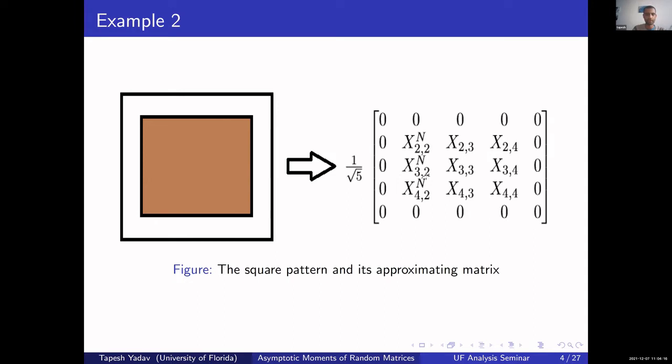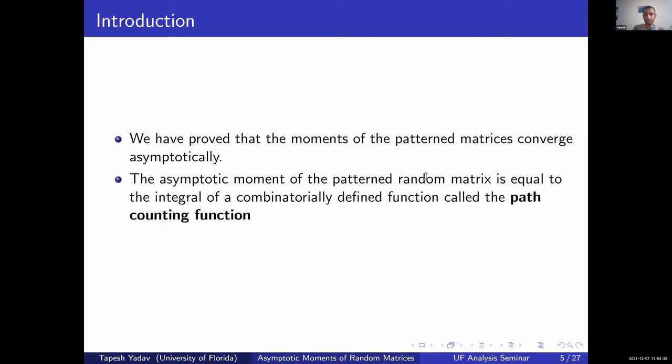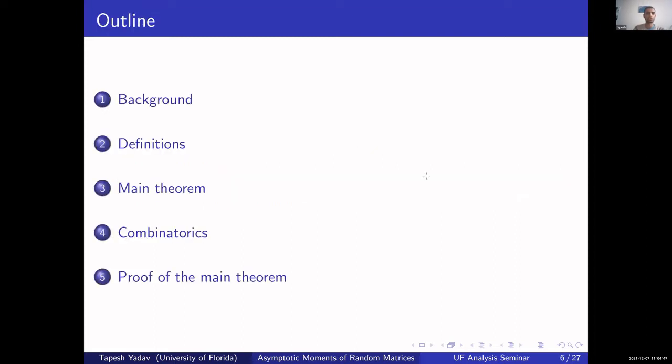Okay, that's our introduction. We have proved that the moments of the pattern random matrices converge asymptotically. The asymptotic moment of the pattern random matrix is equal to the integral of a combinatorially defined function called the path counting function. We will make all of this precise, starting with some background.